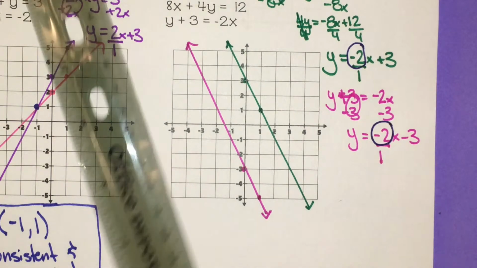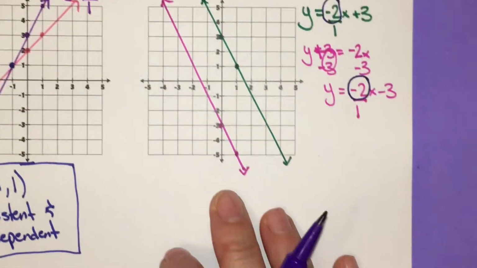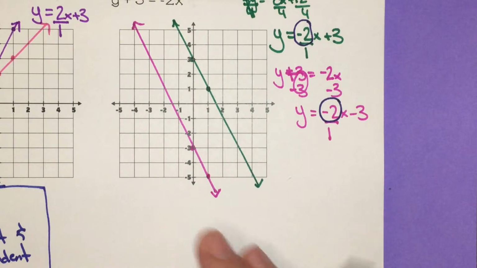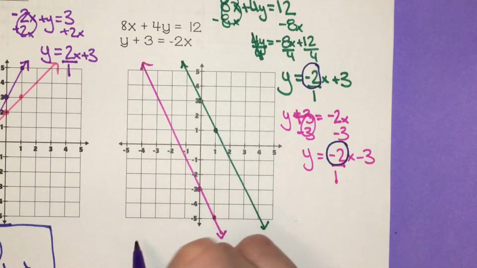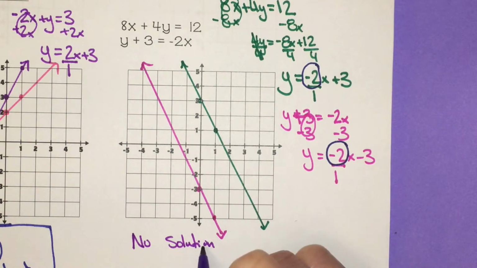Okay, so this one, I'm going to write down the solution. So the solution is no solution because they are parallel. And when there's no solution, it's called inconsistent.